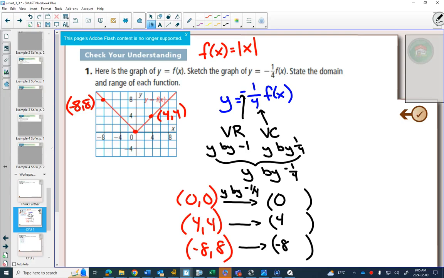But when I multiply by -1/4, well, I guess I'd still have 0, 0. But 4 multiplied by -1/4 is -1. And 8 multiplied by -1/4 is -2. So now we take those 3 new points in black, and we can label them on our graph.